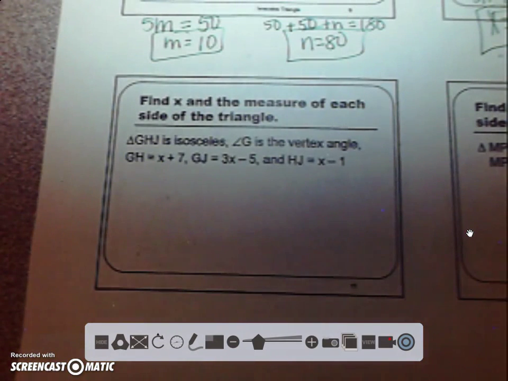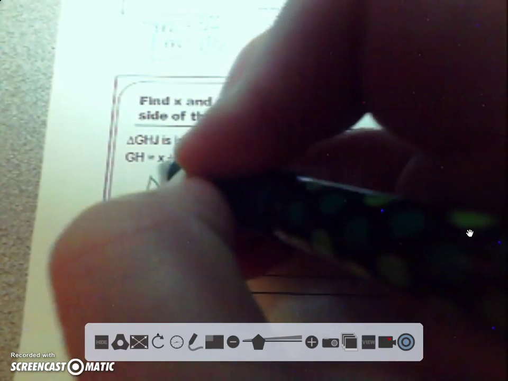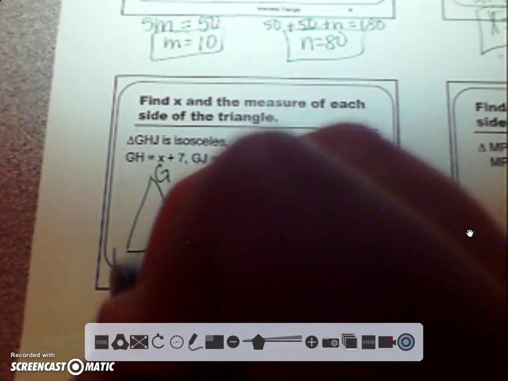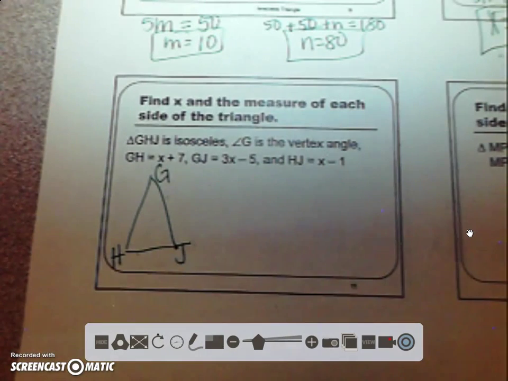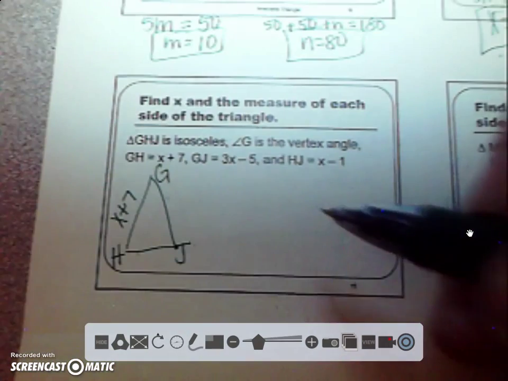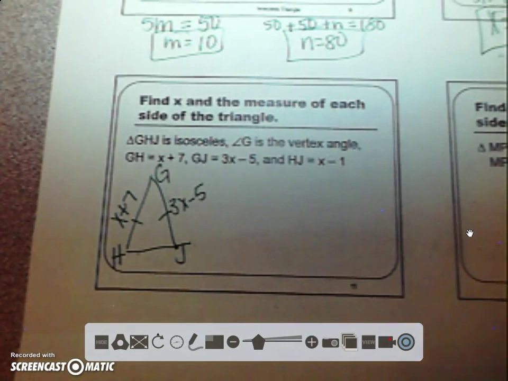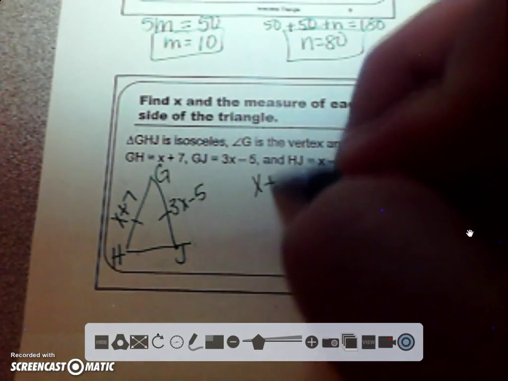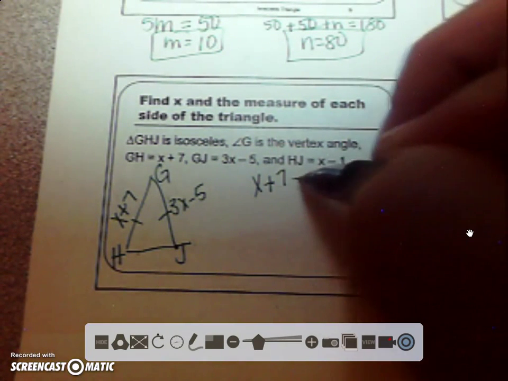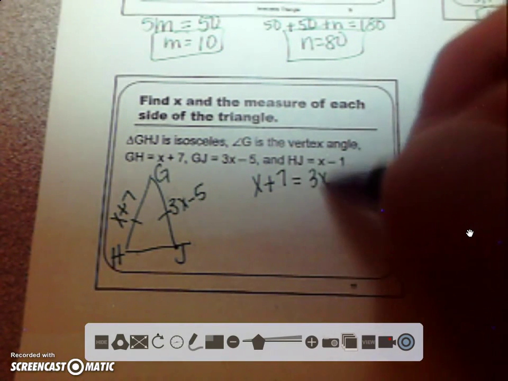So with this next example, you know that GHJ is isosceles, and angle G is the vertex angle. So we're going to draw this out where G is at the top. That makes H and J your base angles. GH is equal to x plus 7, and GJ is equal to 3x minus 5. You know that these two things have to be the same, so set those two equal to each other. x plus 7 is equal to 3x minus 5.